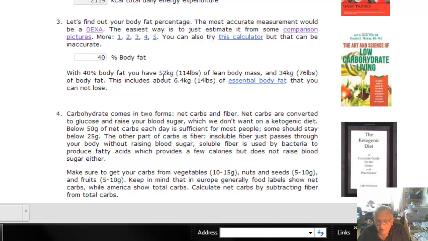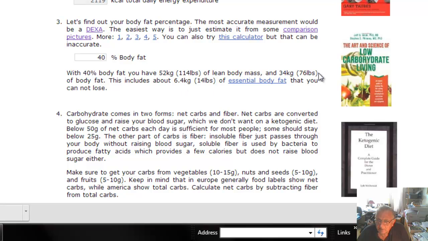It says with 40% body fat you have 52 kilos or 114 pounds of lean body mass and 76 pounds of body fat. That includes about 14 pounds of essential body fat that you cannot lose. If you lose every last bit of your body fat, you'll be dead basically. So we've got 76 pounds of body fat, including 14 pounds of essential body fat. So this person's got around about 60 pounds of fat to lose.